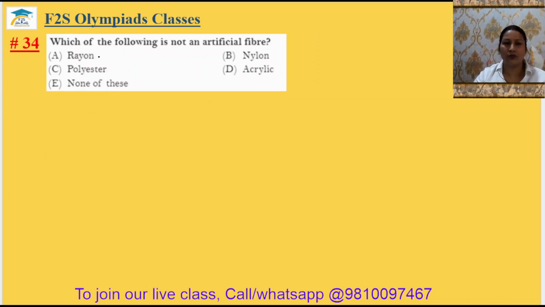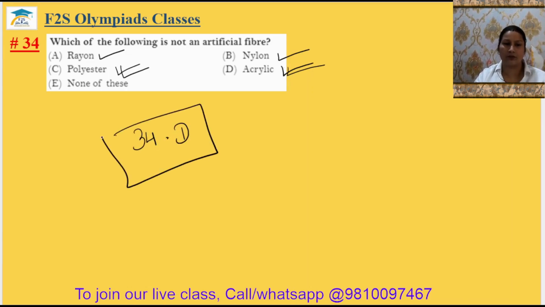Question number 34. Which of the following is not an artificial fiber? Rayon is a synthetic or artificial fiber. Nylon is the artificial fiber. Acrylic is the mineral fiber or the natural fiber. Polyester is again a synthetic fiber. So 34 answer will be option D.